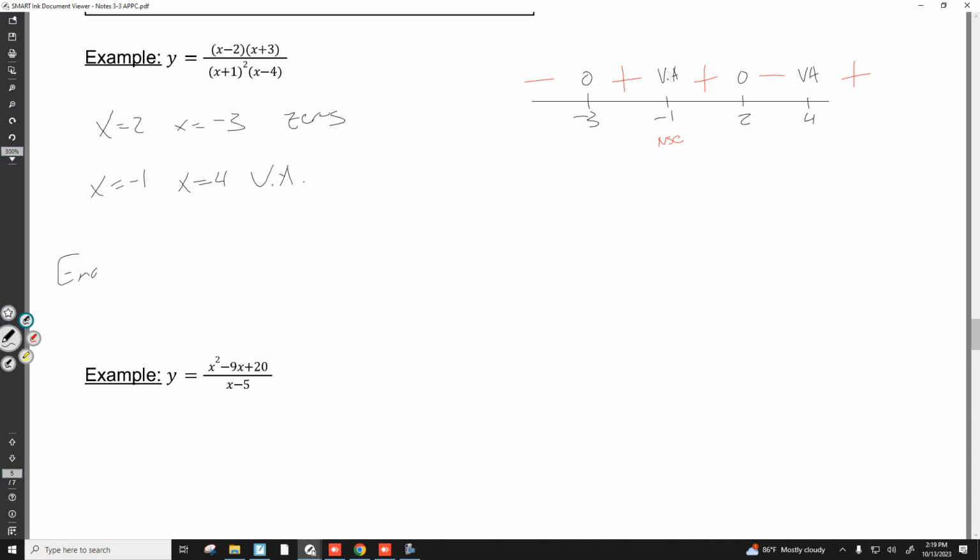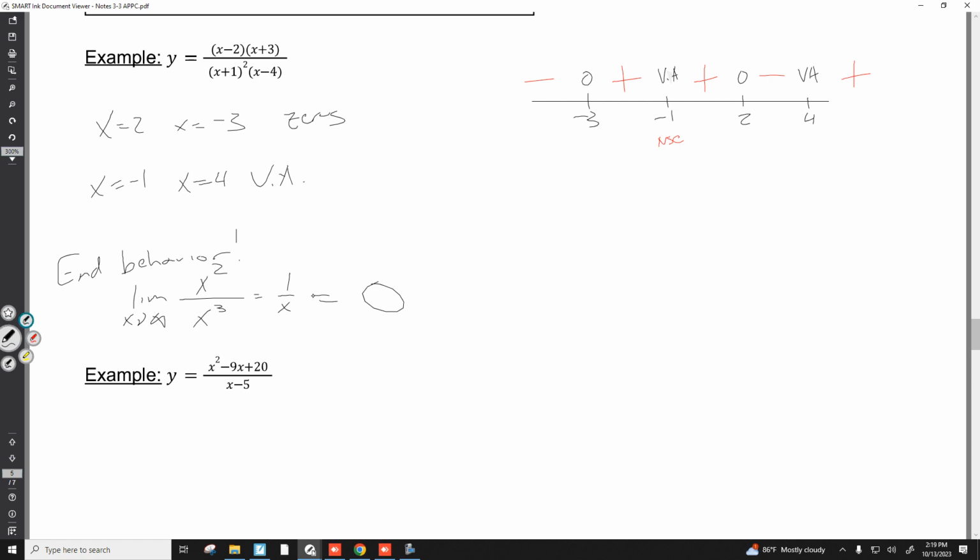What's the end behavior? Good. If I multiply this all out, I'd have x squared over x cubed. That's all I care about when I'm plugging in infinity. This simplifies to 1 over x, which goes to 0.